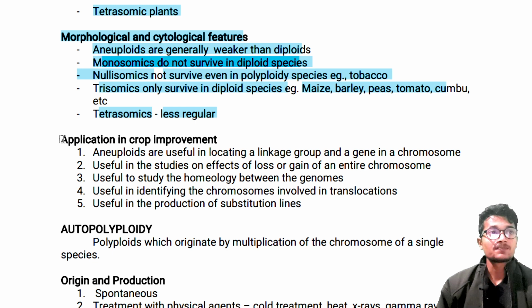Next question. The next heading is application in crop improvement. What is the application of aneuploidy in crop improvement? Aneuploids are useful in locating a linkage group and a gene in a chromosome. Next, useful in studies on the effect of loss or gain of an entire chromosome. Useful to study the homology between genomes. Useful in identifying the chromosomes involved in translocations, right? Useful in the production of substitution lines.